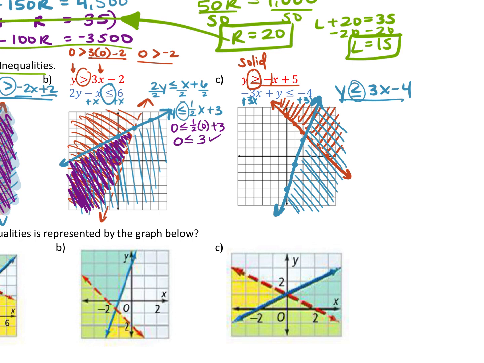Okay, if you want to plug in 0, 0: 0 is less than or equal to 3 times 0 minus 4. So 0 is less than or equal to negative 4. That is not true. So you don't want to shade towards 0, 0, which is why we shaded this way instead. So your solution is where the red meets the blue to make purple. And it looks like that.